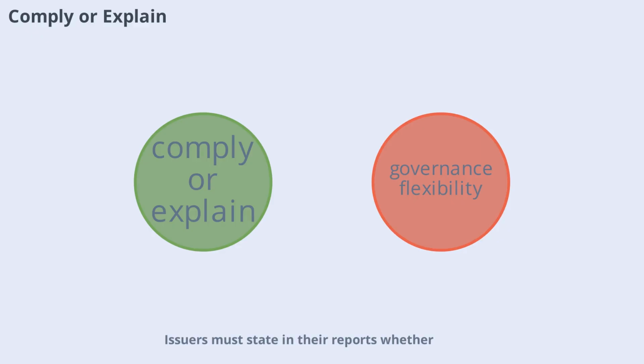A key feature of the code is the comply or explain approach. Issuers must state in their reports whether they have complied with each code provision. If not, they must clearly explain the reasons for any deviation and describe alternative actions taken to achieve good governance. This explanation should be detailed, providing shareholders with the rationale and outcomes of the alternative approach. The goal is to foster constructive dialogue between issuers and shareholders, promoting continuous governance improvement.